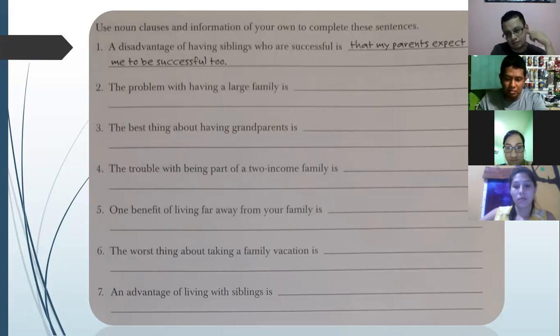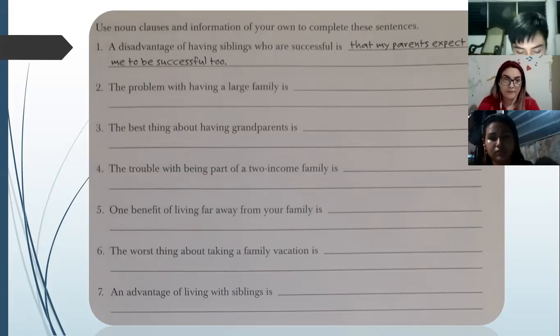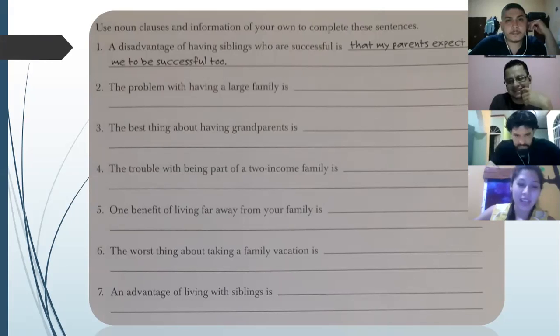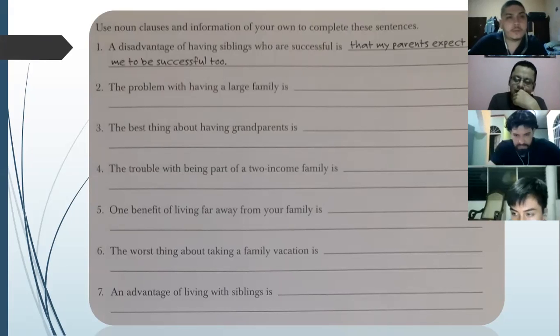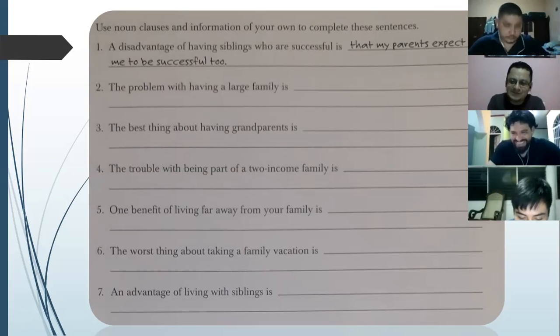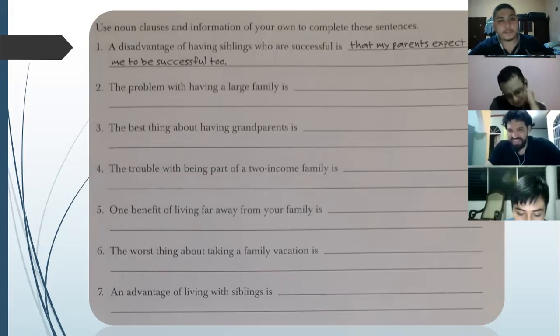Thank you, Joseph. Number five, who's doing number five? Fatima, thank you. Perfect. One benefit of living far away from your family is you can go out at night. Excellent, Fatima. All right, very good. Only an example, right? Very good. Number six, Julio. All right, can you do number six? Thank you for volunteering, Julito.